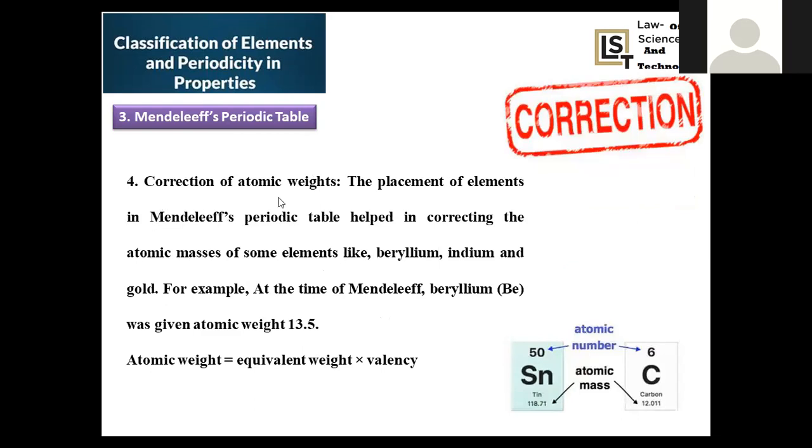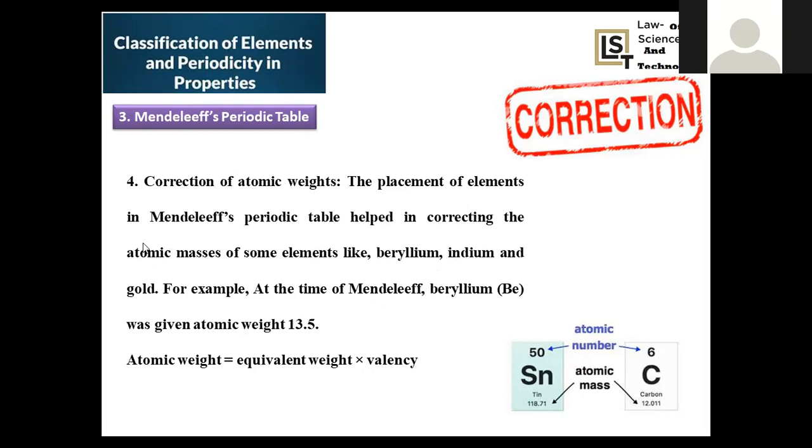And next is about correction of atomic weights. Initially he gave a tentative table for the classification of all the elements. Later on, he made some modifications, and his own advanced table was given. So he made some corrections to the atomic weights. Already established atomic weights were corrected, so they got modified, and accurate atomic weight values are given in his new or modern periodic table.